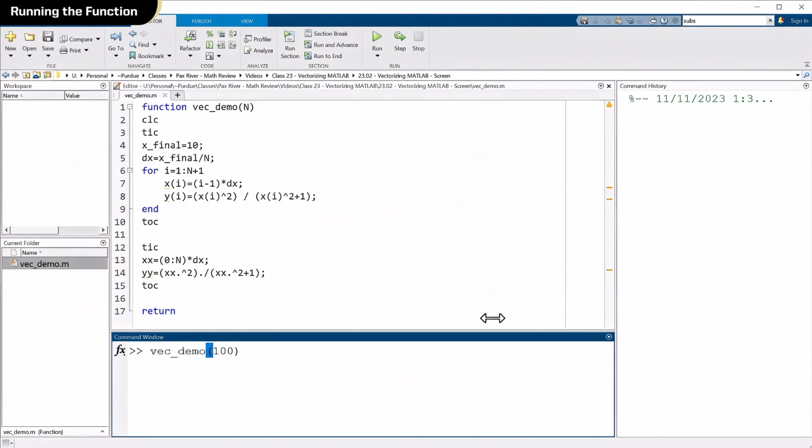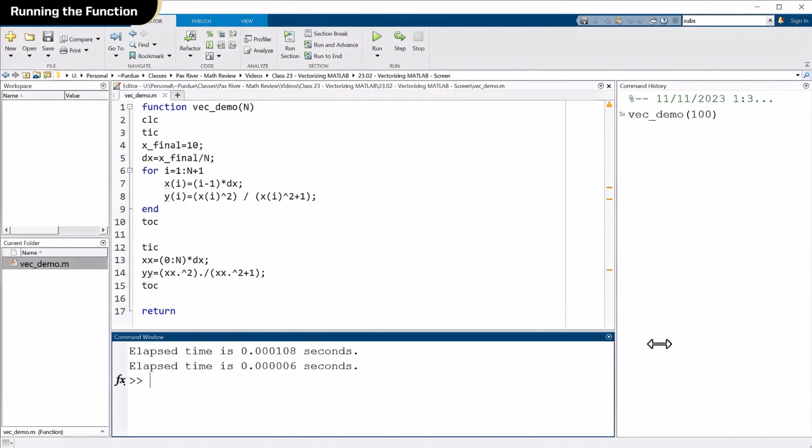Let's just give it 100 points. All right. Now the elapsed time is really tiny. It's 154 microseconds for the loop and 19 microseconds for the vector version. Now one thing you might notice, I'm going to run this again, and again, and again. Notice how I get different numbers a lot of the time. I don't get the same answer every time.